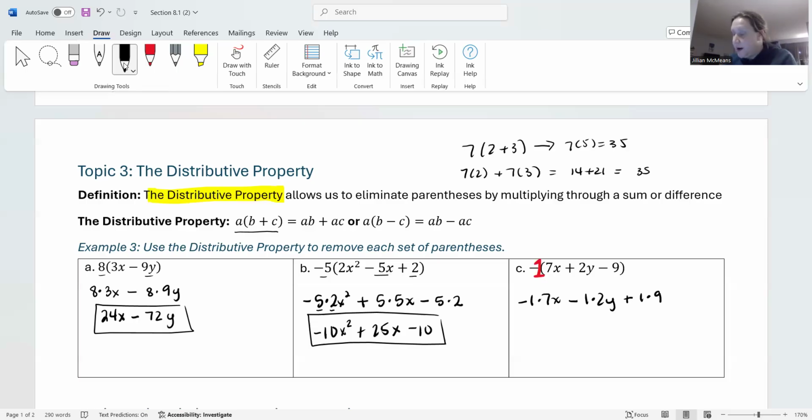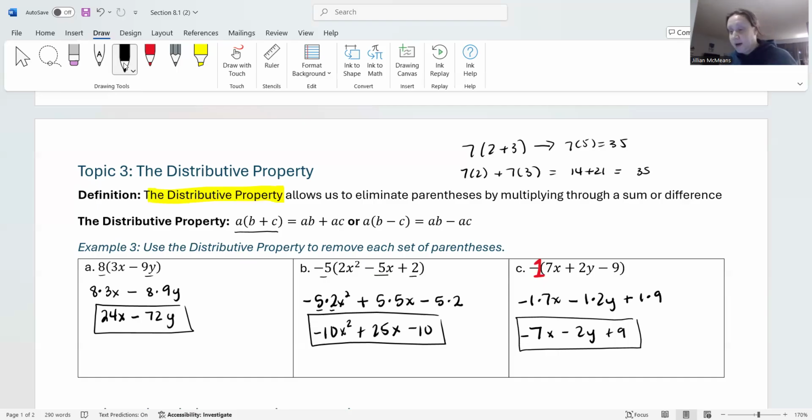And then we just simplify. So 1 times 7x is 7x, so I get minus 7x. 1 times 2y is just 2y, so I get minus 2y. And then 1 times 9 is 9, so I get plus 9. So a situation like this where you distribute a negative, all it really does is change your signs, okay? So all of our signs from the original set of parentheses change once we distribute that negative through, okay?